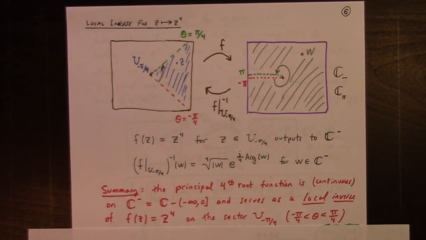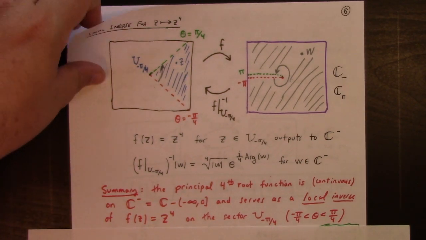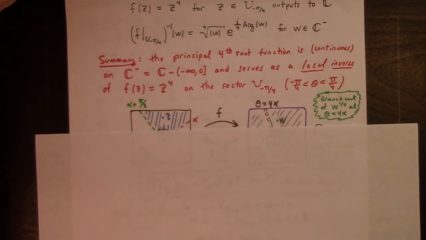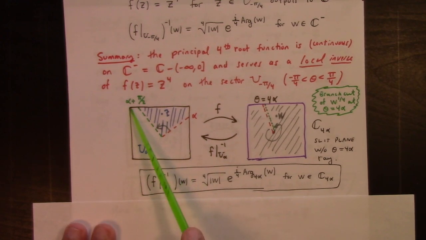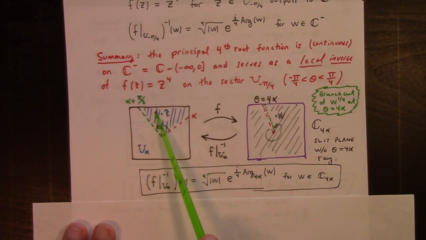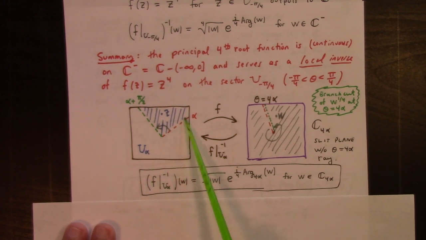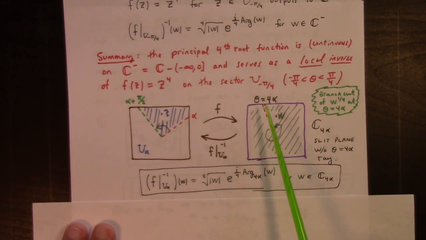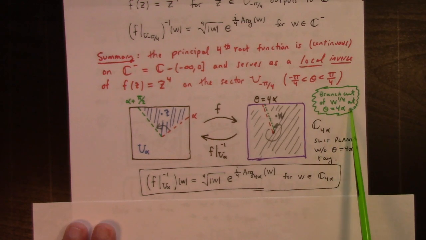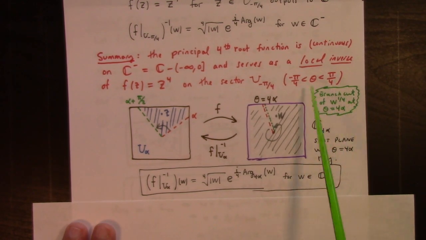So the principal fourth root function is continuous on the slit complex plane, and it serves as a local inverse for the fourth power function z to the fourth on the sector u minus pi over 4, which has standard angle ranging from minus pi over 4 to pi over 4. And of course you can generalize this, start at angle alpha, go to angle alpha plus 2 pi over 4, which is pi over 2, and you can find a local inverse with respect to this restriction in terms of taking a branch of the fourth root where you cut it at angle 4 alpha. It's a branch cut of w to the 1/4 at theta equal to 4 alpha, whatever this lingo means.